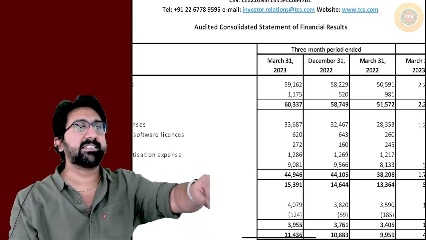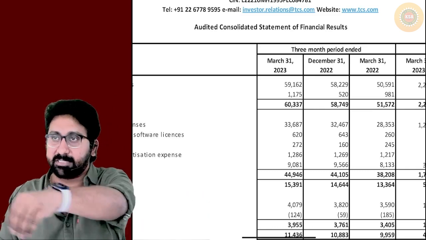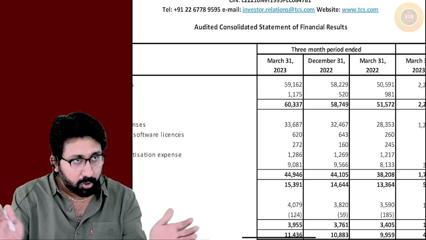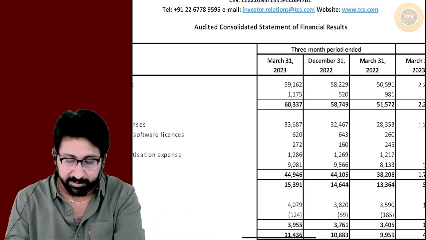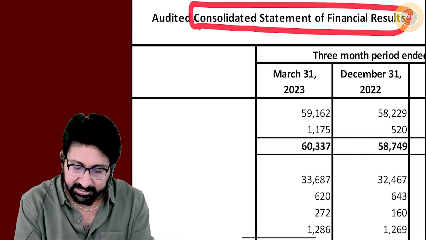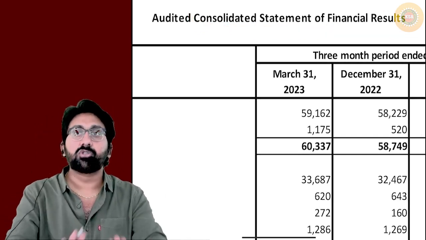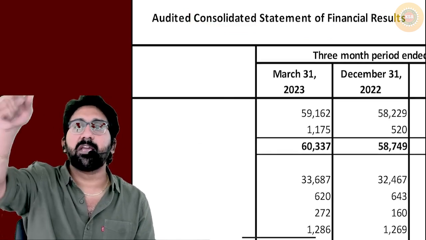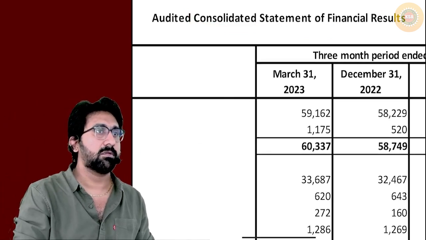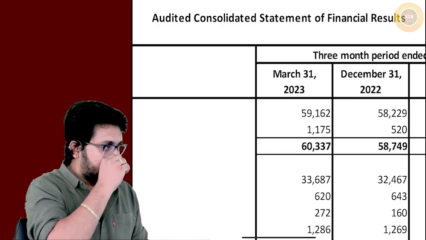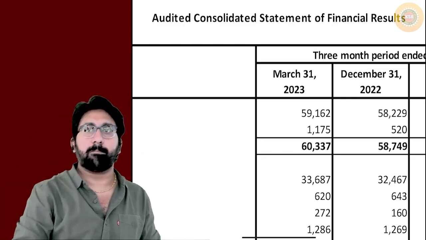TCS has 6 subsidiaries. All the subsidiaries put together, this is a result. That's why this is called consolidated financial results. This should not be analyzed. Do you know why? In this, a lot of companies are there. Are you understanding or not? I will give you an example.